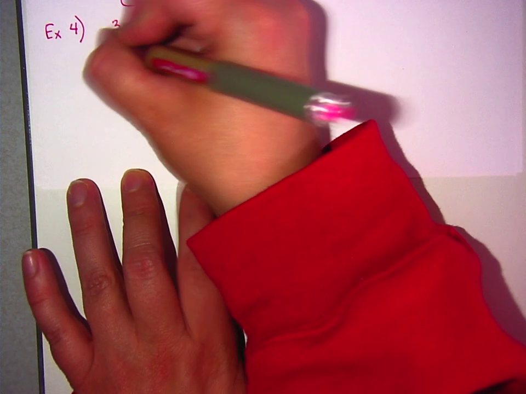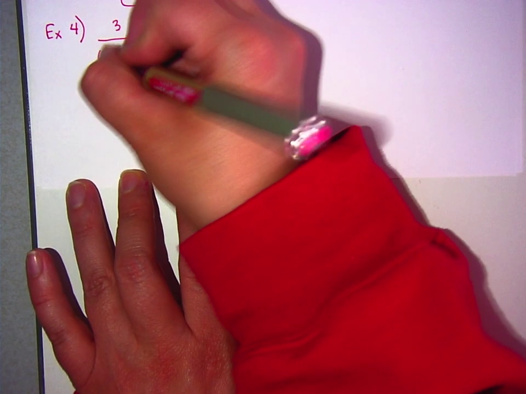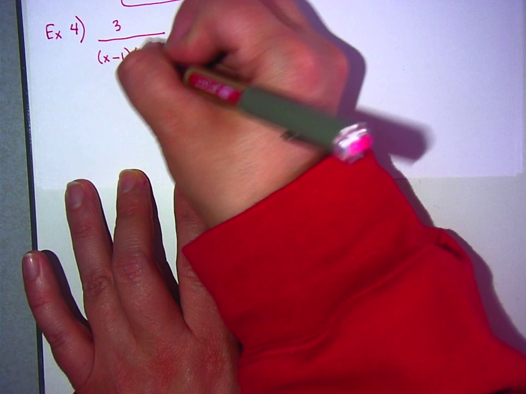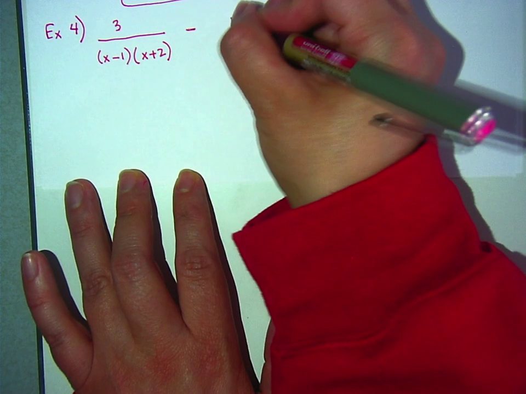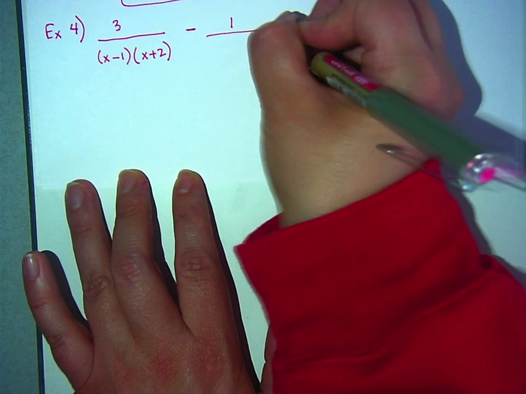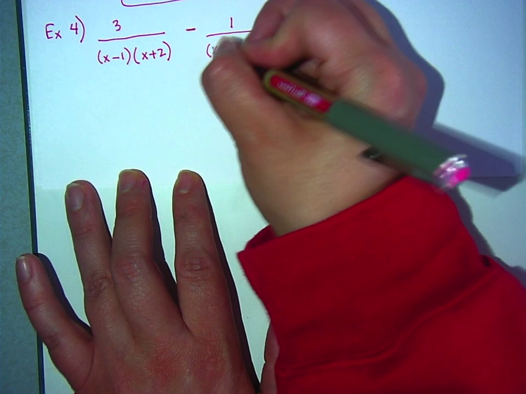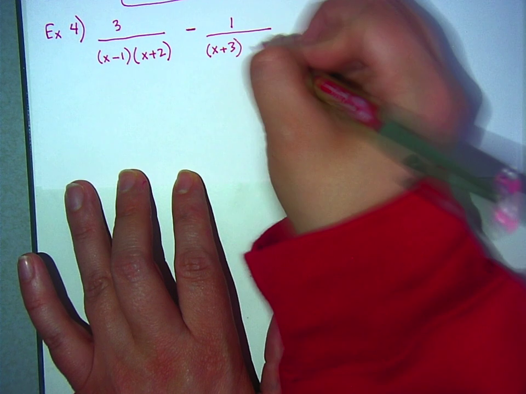All right. 3 over x minus 1 times x plus 2, minus 1 over x plus 3 and x minus 4.